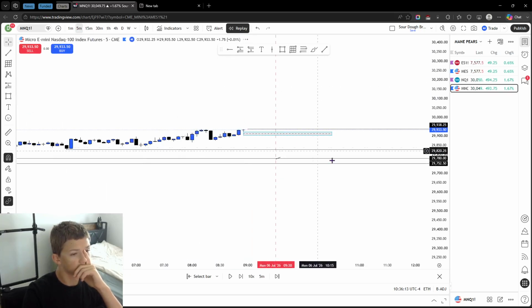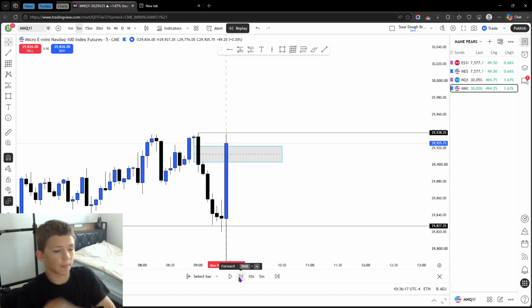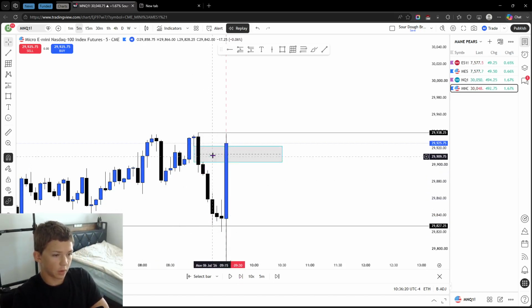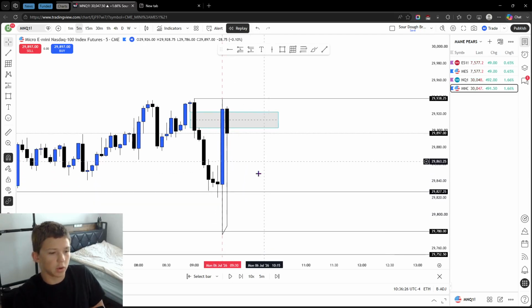So on Nasdaq, I went on the 5-minute time frame. Then let's go to market open. All right, so right here, we ended up inversing this gap. We didn't take out this high until this candle. Or I lied, we didn't at all. But we ended up coming all the way down here.